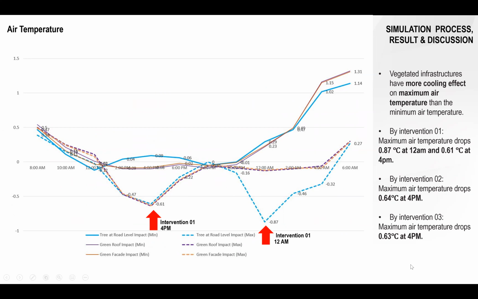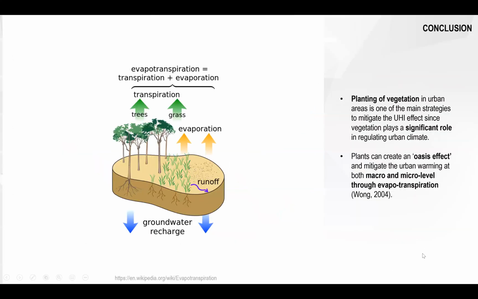And by intervention 1, we can see it reduces about 0.61 degrees Celsius at 4 p.m. and about 0.87 degrees Celsius at 12 a.m. And by intervention 2, it reduces about 0.64 degrees Celsius at 4 p.m. And by intervention 3, it reduces about 0.60 degrees Celsius at 4 p.m.